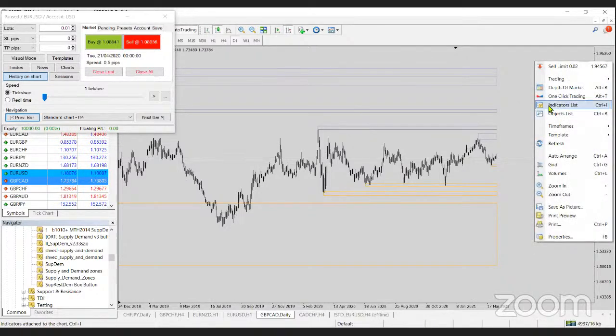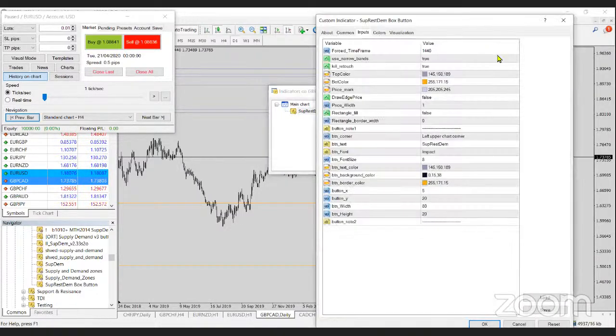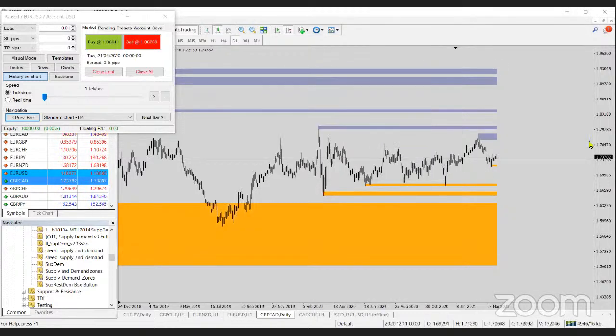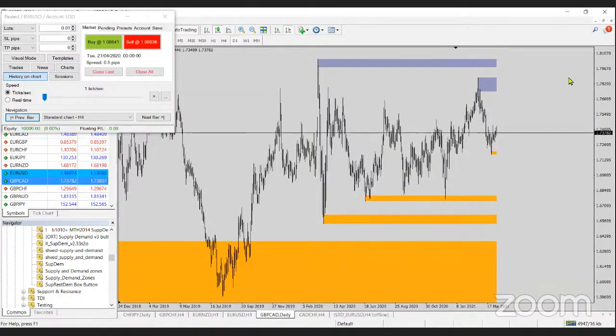The third option that I changed is the rectangle fill. Originally it's false, I change it to true. There, the color starts to appear. So I only change these three options, the rest I leave as it is. Now the supply and demand zones actually redraw. So with this indicator, once you see the box here, it is not fixed. It does redraw.